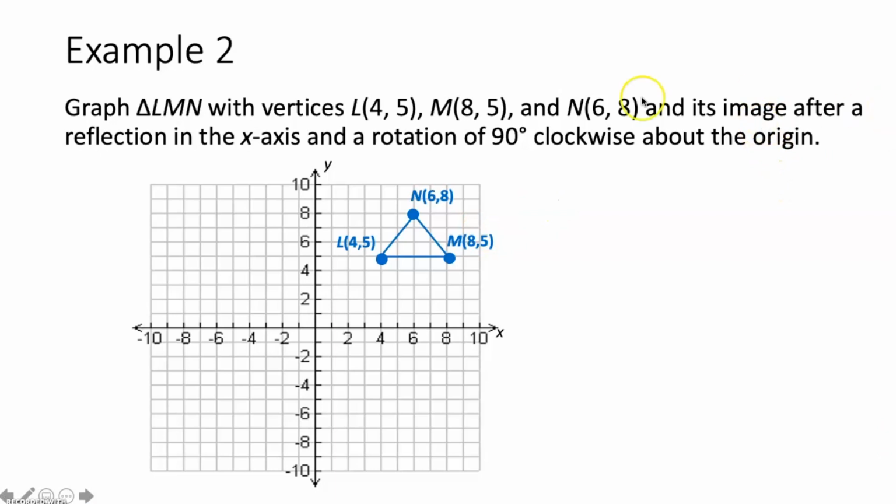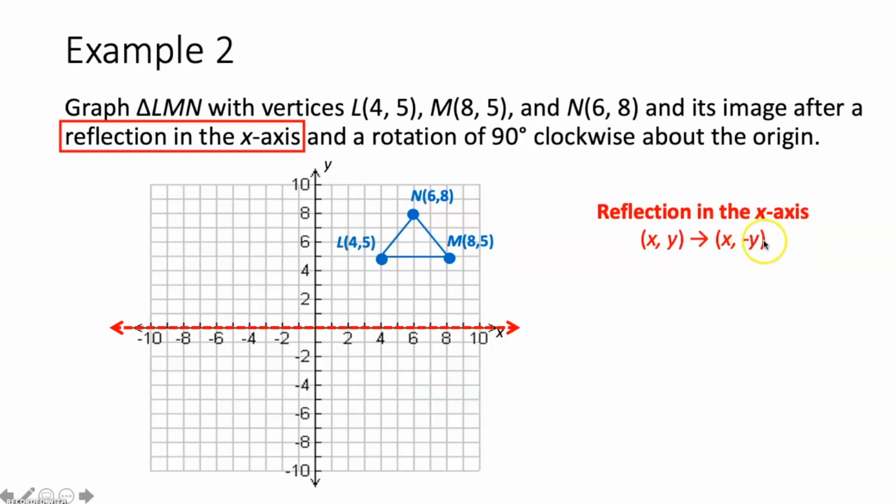Now we're going to graph its image after a reflection in the x-axis. Remember, to reflect over the x-axis, you can either count 1, 2, 3, 4, 5 units on this side, so we count 1, 2, 3, 4, 5 units on the other side. Or you could remember the cheat code, which is to make the y-coordinate the opposite of whatever it is. So instead of L being at 4, 5, L prime is going to be at 4, -5. Instead of M being at 8, 5, M prime is going to be at 8, -5. Instead of N being at 6, 8, N prime is going to be at 6, -8. There is triangle L prime, M prime, N prime, the image of triangle LMN after it's been reflected in the x-axis or over the x-axis.